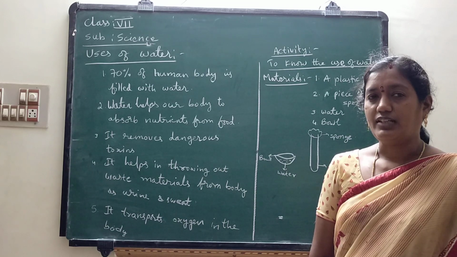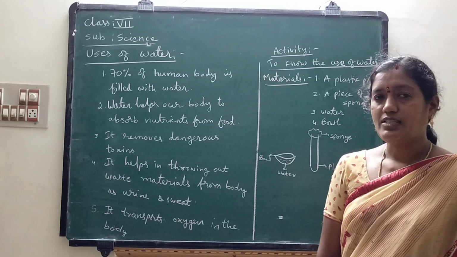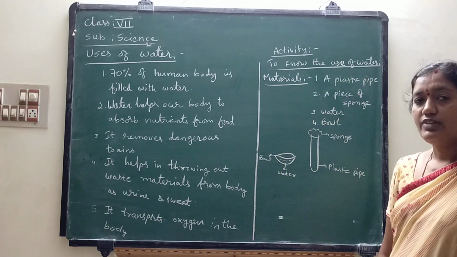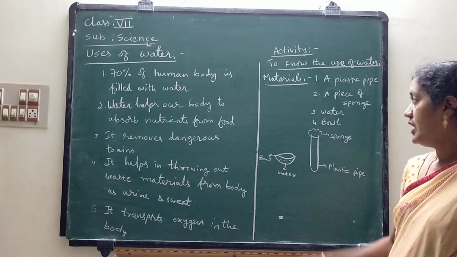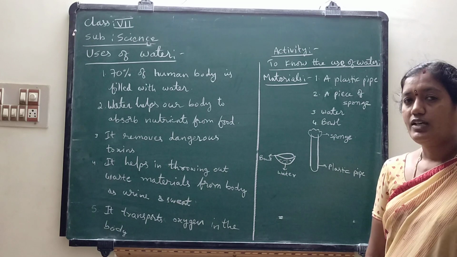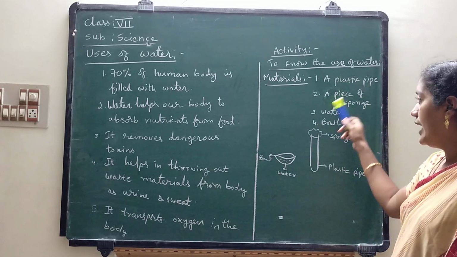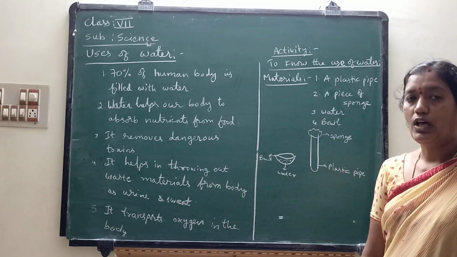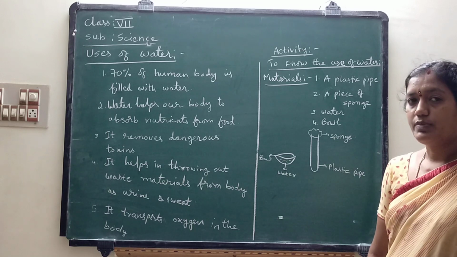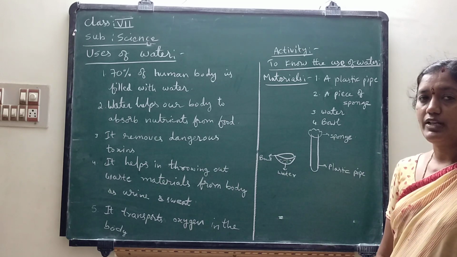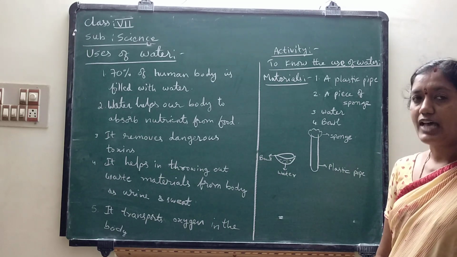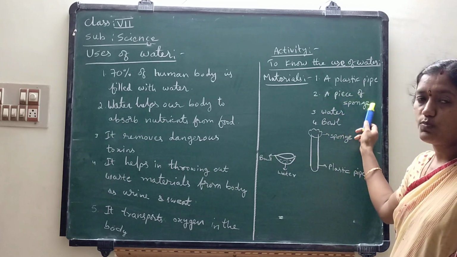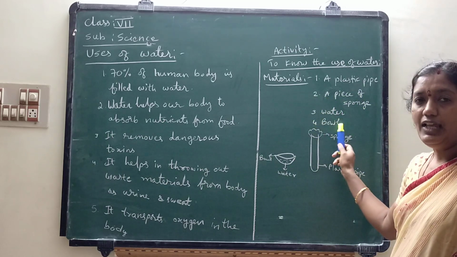For this we need some materials. What are the materials? Now we will see. First one, a long plastic pipe. Next one, a small piece of sponge. And next one, water. We want water and a bowl also. The materials are very simple, children. Once again, the materials required for this activity are a long plastic pipe, a piece of sponge, water and a bowl.